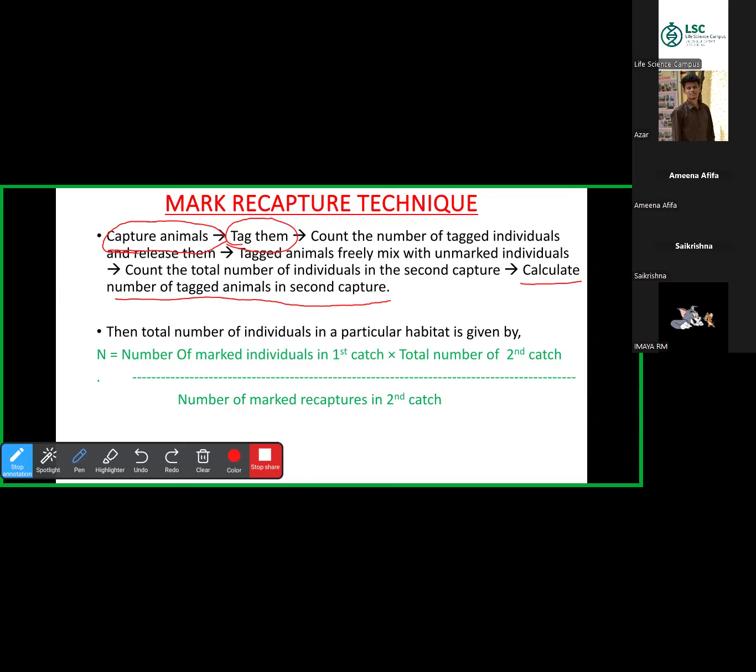After the second capture, total number of individuals can be calculated by using this equation. That is, N is equal to number of marked individuals in first catch into total number of individuals in the second catch, divided by number of marked recaptures in the second catch. Simply we can say that, first catch into second catch divided by recaptures.